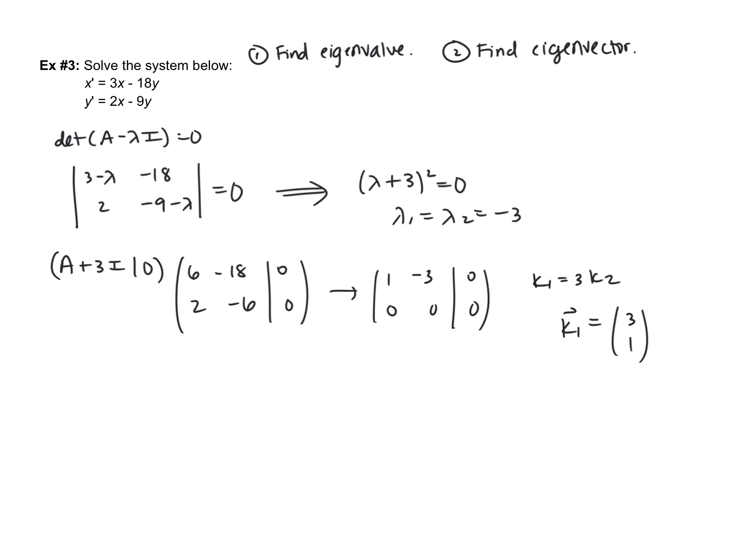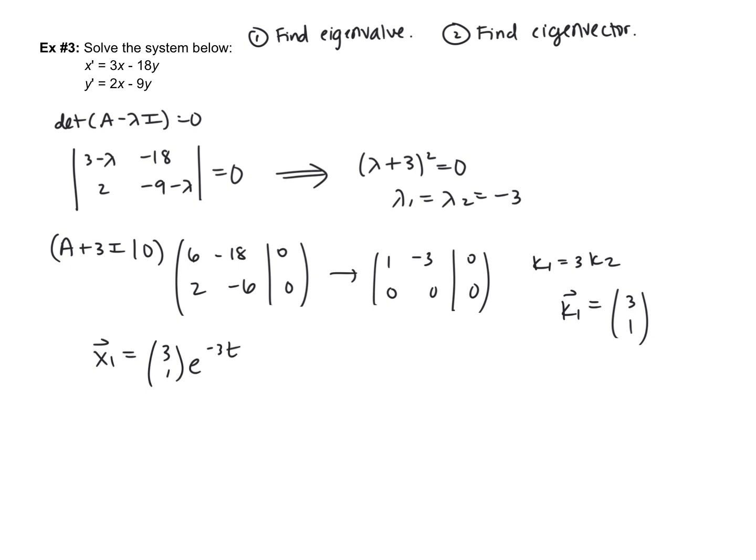So at this point, we know that we should have two eigenvectors. We only have one. So at this point, we only have one solution, and that solution is the 3, 1, e to the negative 3t. We need to find a second solution.